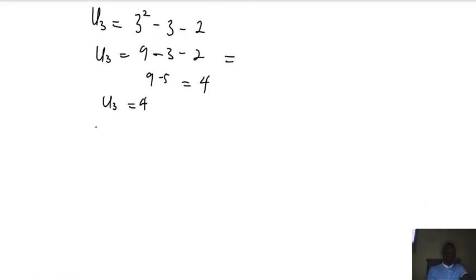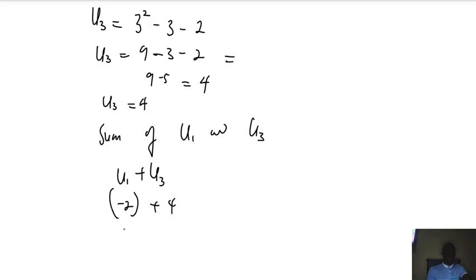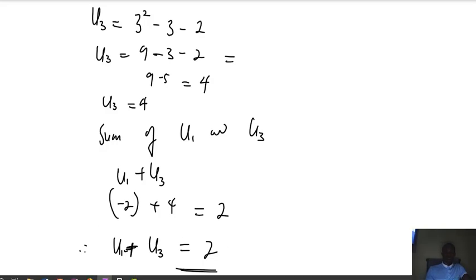So the question says that we should find the sum of the first term and the third term. So sum of U1 and U3, it's going to be U1 plus U3. So we have negative 2 plus 4. Then we got it to be 2. So therefore U1 plus U3 will give us 2. So that is how we find the sum of the first and the third term.